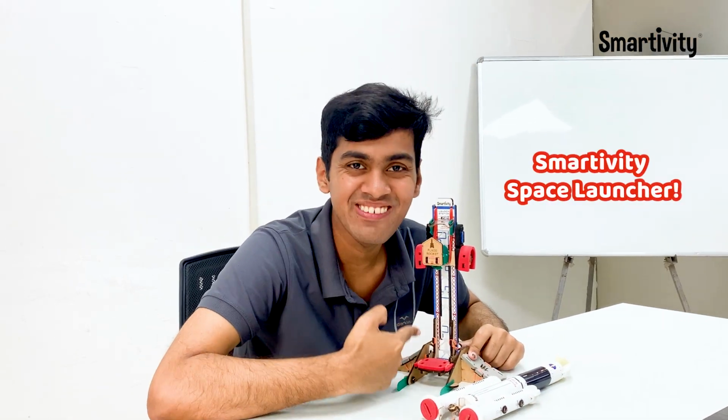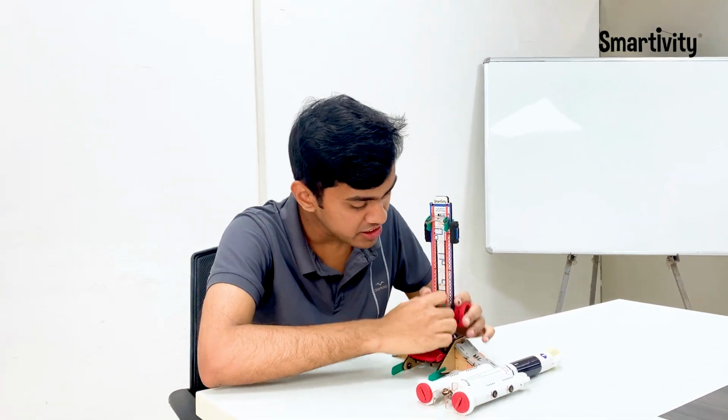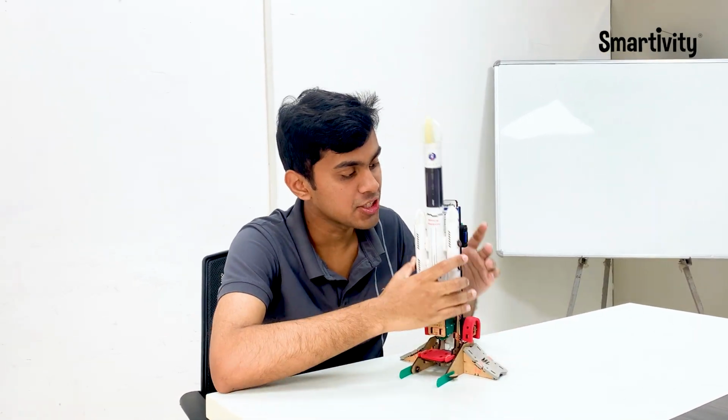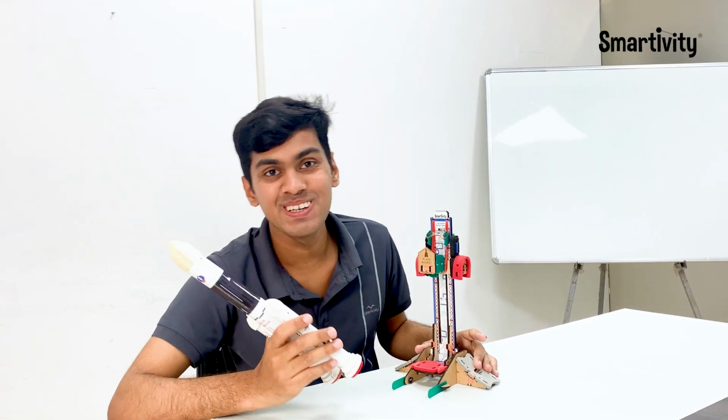And this is the Smartivity rocket launcher. It uses this rubber to store energy, and when you attach this rocket to it and release this rubber, it releases the energy and the rocket goes up.